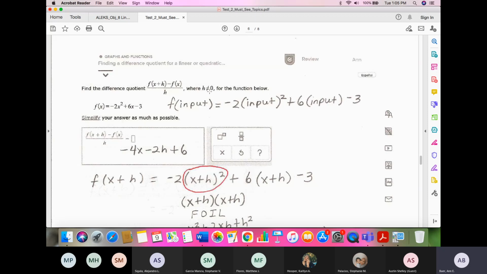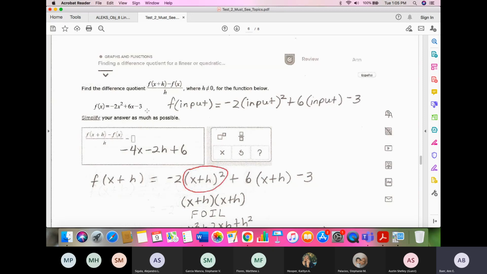We're not allowed division by 0. So that's why we're excluding h. We want to find h that's not equal to 0. That's why there's this exclusion here. h can't be 0. But h is just a little bit more. h is always positive, and it's just a little bit more. It's a little positive. It's positive, but just by a little bit. Where h is not equal to 0 for the function below. Here's our function. f of x equals negative 2x squared plus 6x minus 3.